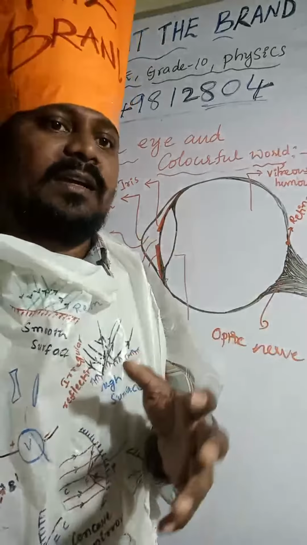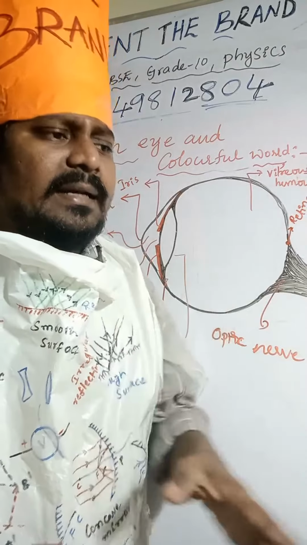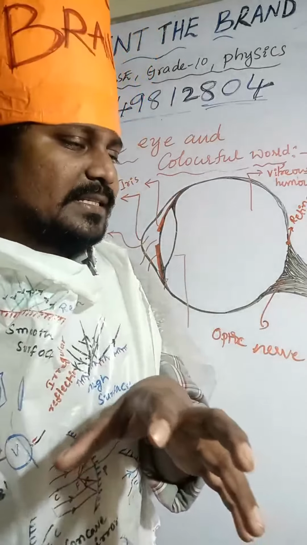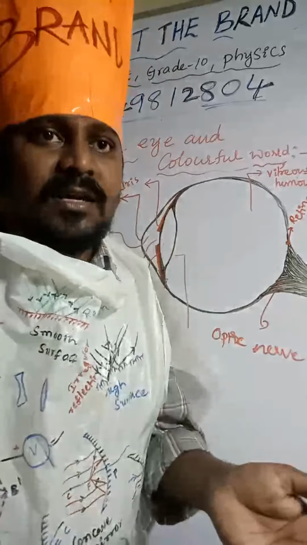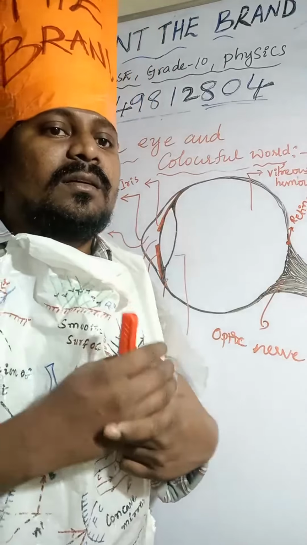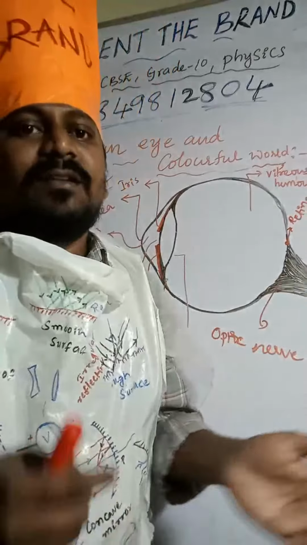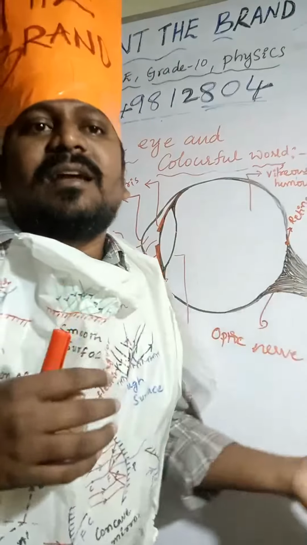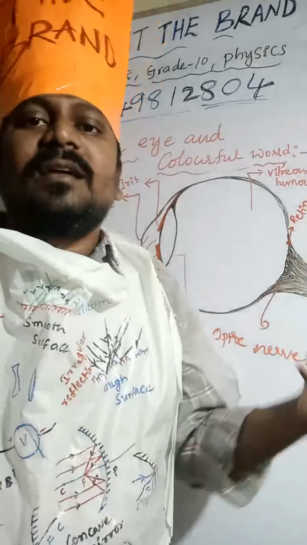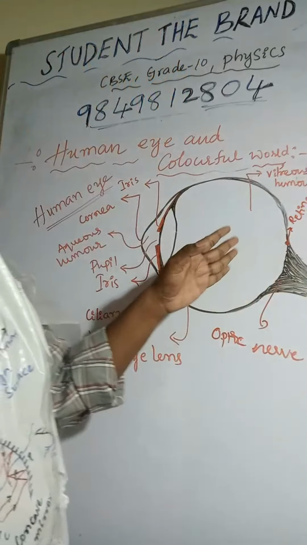One more point: at the retina, two types of light sensitive cells are there. Those are rods and cones. Rods sense the intensity of the light. Cones sense the color of the light. If more rods are there, we are able to see during night time also. Owls can see during night time because they have more rods. Understood? So that is the retina part.